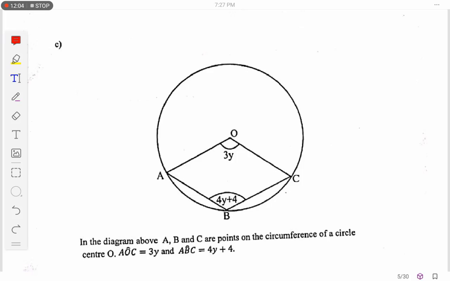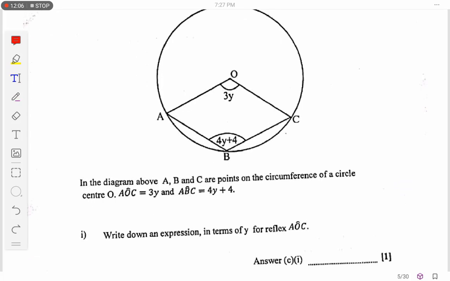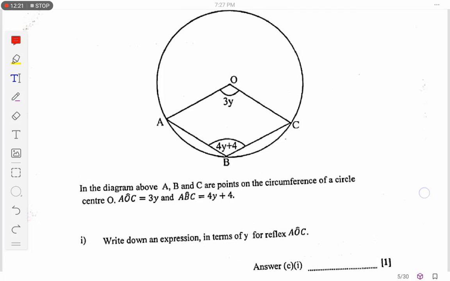The next question is saying, in the diagram above, ABC are points on the circumference of a circle, center O, and we are given the angle at the center and the angle at the circumference. So the one that we want to find, they are saying write down an expression. An expression is not a value there. In terms of y, for reflex AOC. So basically what we are looking for is this angle here.